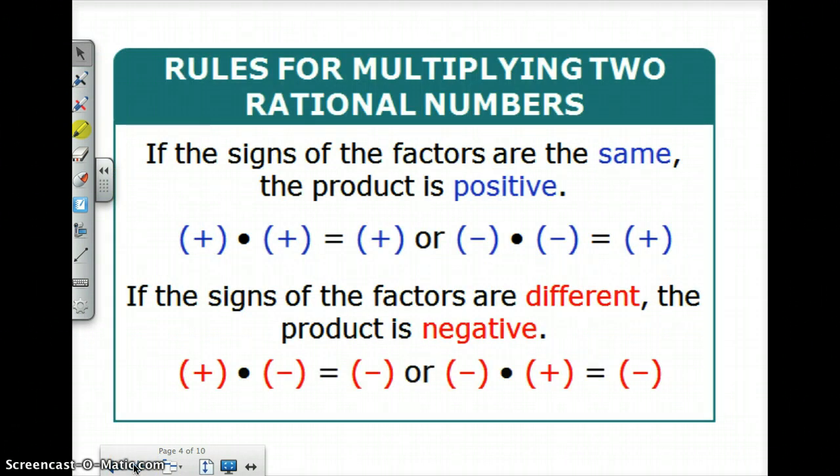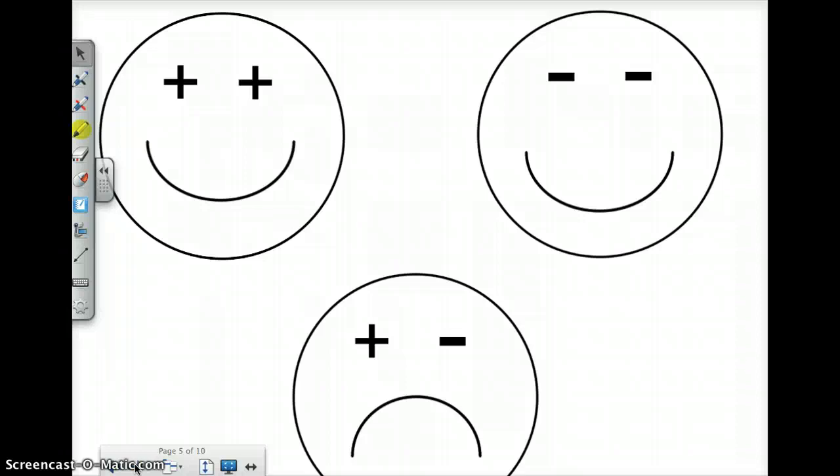Before we try, here's just a little review of our rules for multiplying two rational numbers. If the signs of the factors are the same, then your product is positive. If the signs of the factors are different, the product is negative. This is not new. I taught you back in chapter 1 our smiley faces. Signs are the same, we're positive or happy. Signs are the same with two negatives, the answer is positive, or the smiley face is happy. And when the signs are different, we are unhappy, or a negative answer. Now let's do some math.